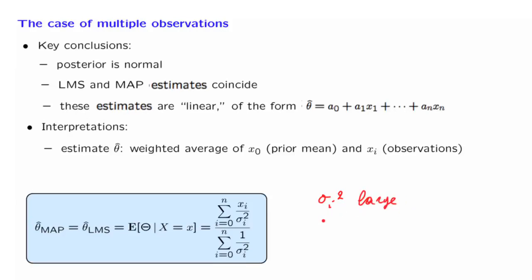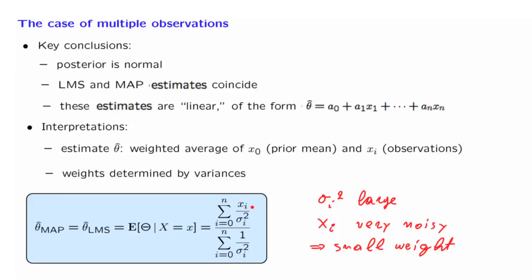This means that the noise term Wi is very large, so xi is very noisy. And so it's not a useful observation to have, and in that case it gets a small weight. So the weights are determined by the variances in a way that is quite sensible. Those observations that will get the most weight will be those observations for which the corresponding noise variance is small.